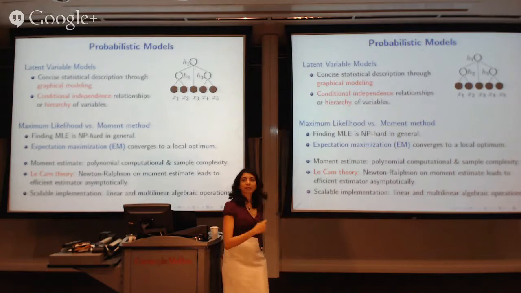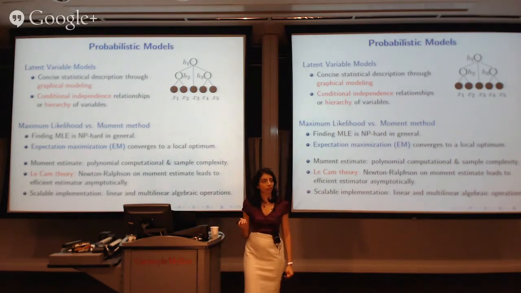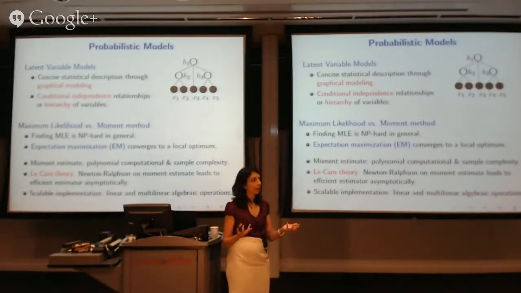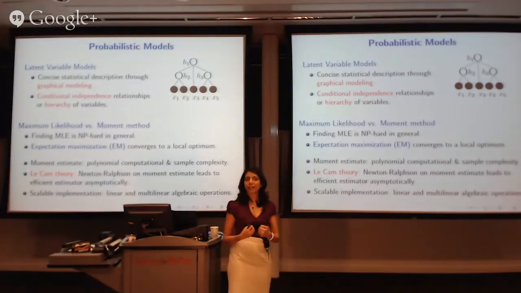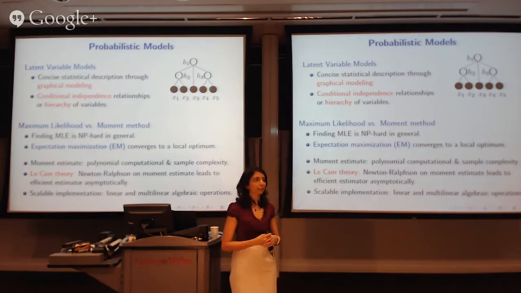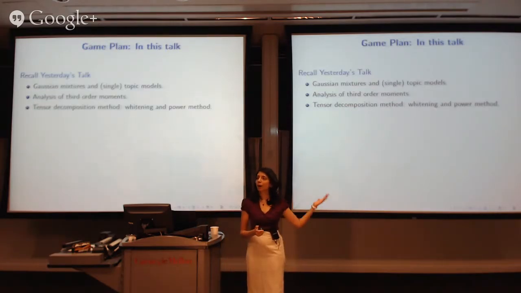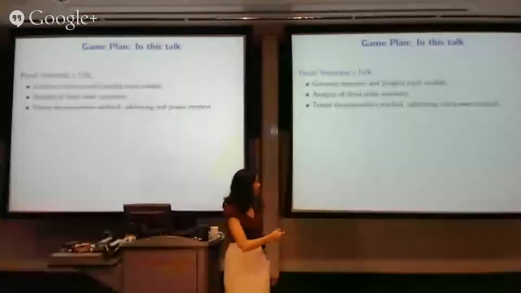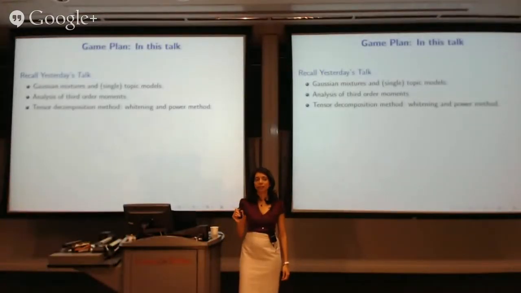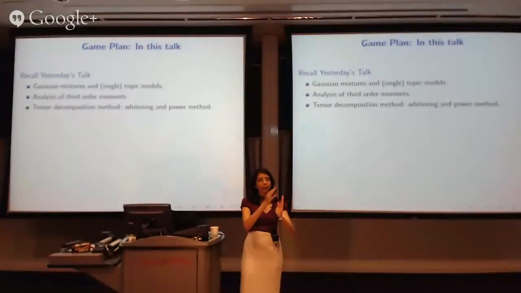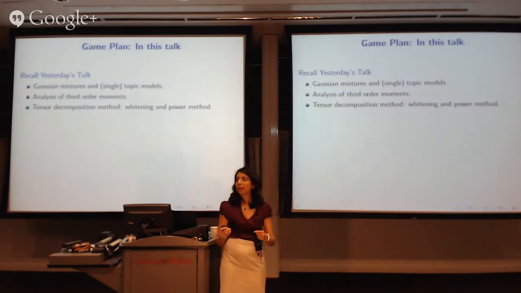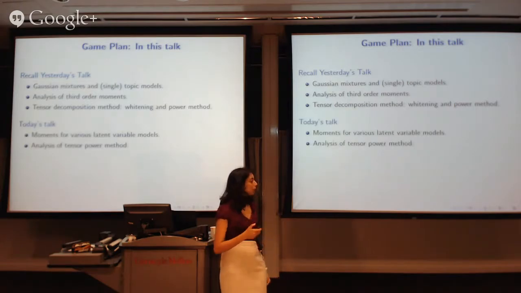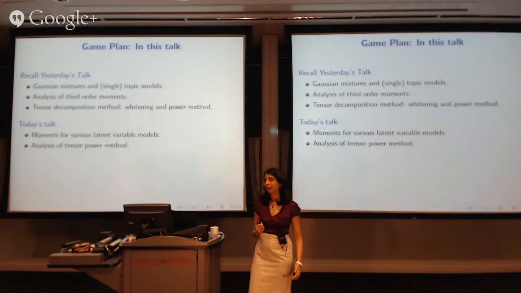Yesterday we saw some very simple operations to do tensor decomposition. I'll recall that today, and these are very simple linear algebraic and multilinear algebraic operations. Tomorrow we'll see how to implement them and what some practical issues are. As I said, yesterday's talk involved mostly Gaussian mixtures, and I started talking about topic models. Then we talked about the tensor method, which was to first do whitening, meaning you convert your unknown set of vectors to an orthogonal system, and then we applied the tensor power method to solve an orthogonal tensor decomposition. Today we'll first start with different latent variable models.